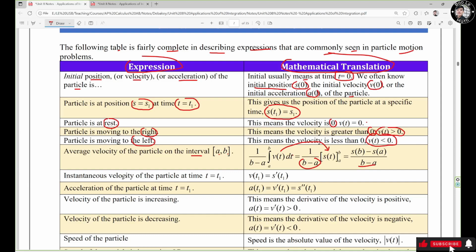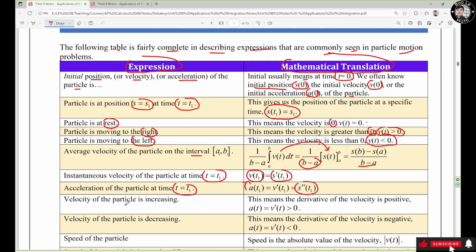Now, instantaneous velocity of the particle at time t equals t1. Then you have v of t1 equals s prime of t1, because the velocity function is the first derivative of the position function. So keep that in mind. Acceleration of the particle at time t equals t1: you do exactly the same thing. Taking the first derivative of the velocity is the same thing as taking the second derivative of the position function, so that's why you have s double prime of t1.